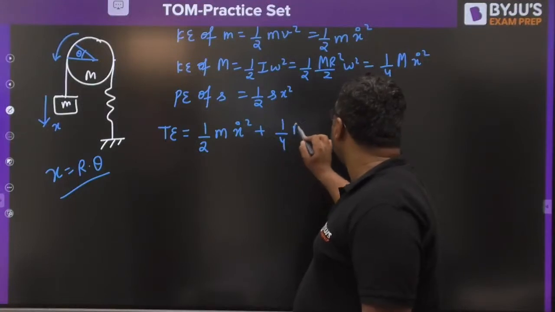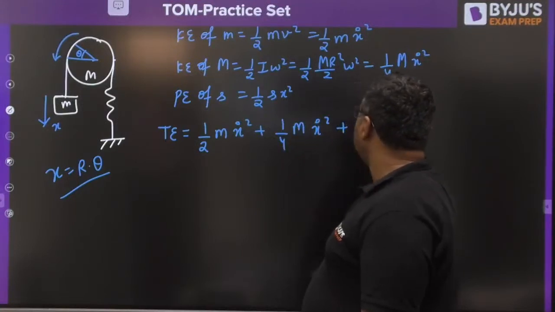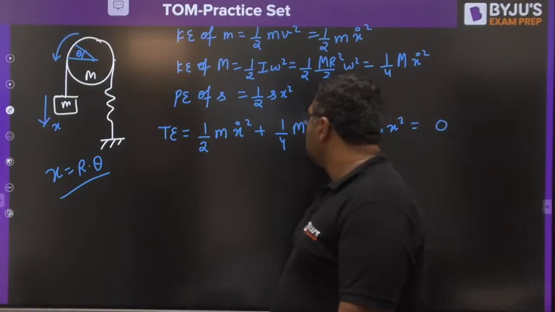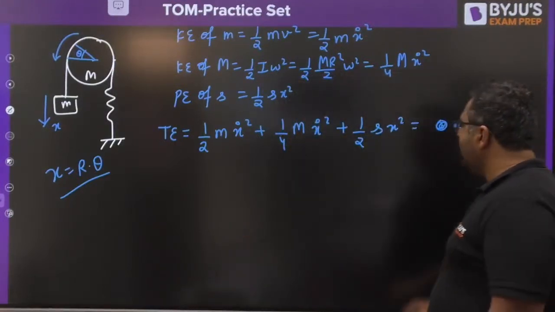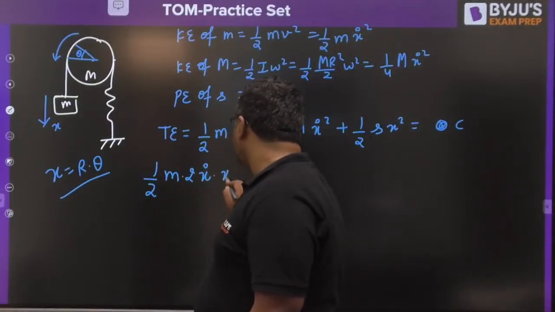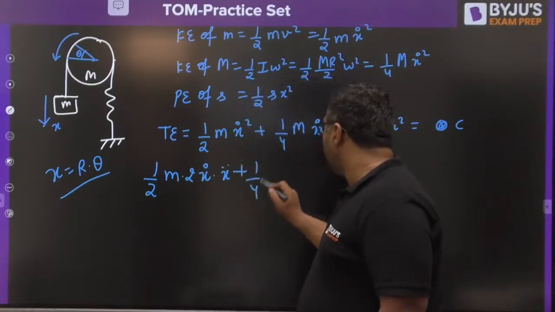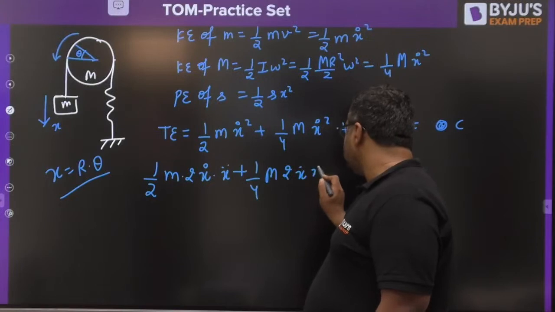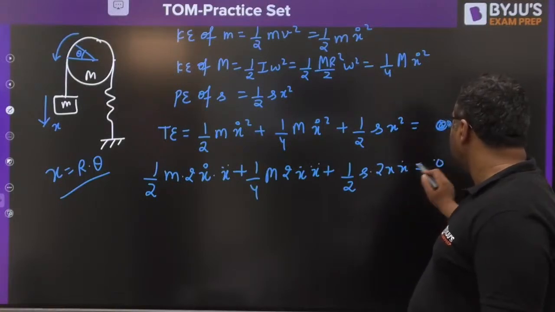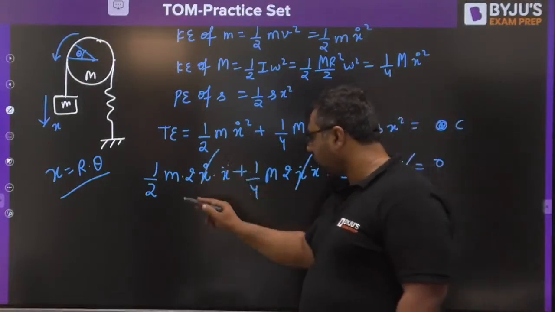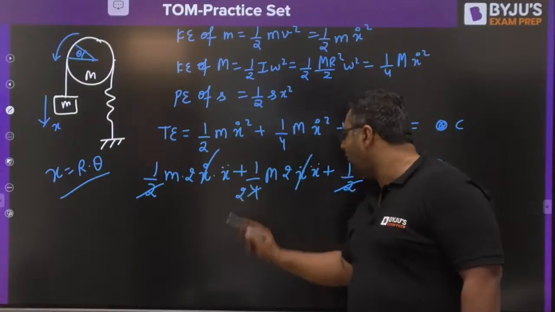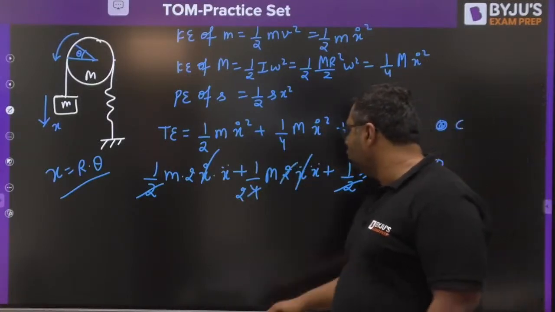plus 1 by 4 M x dot square plus half S x square is equal to a constant. Now differentiate it. 1 by 2 m, 2 x dot into x double dot, 1 by 4 M, 2 x dot into x double dot, half S into 2x into x dot. The x dot cancels, the halves cancel, the 2s cancel.